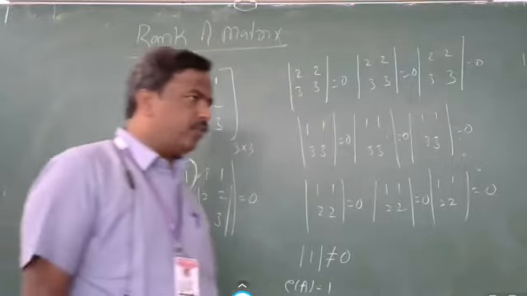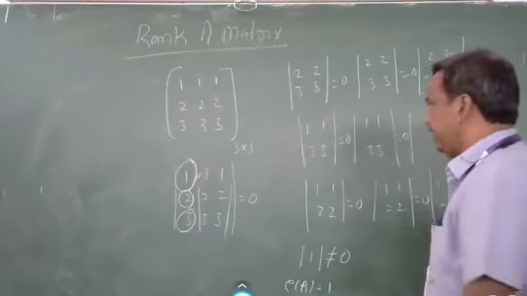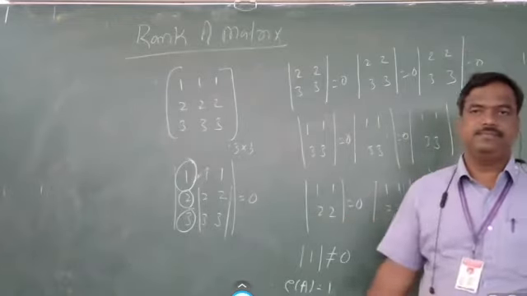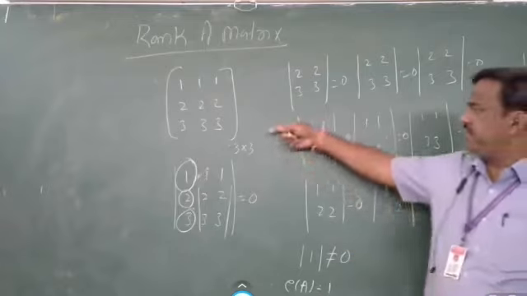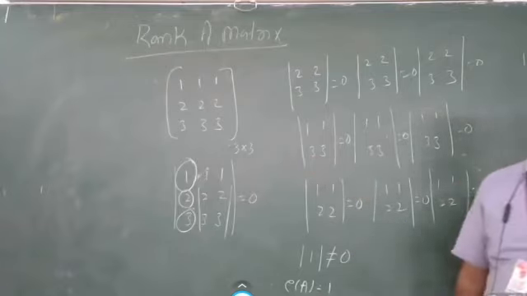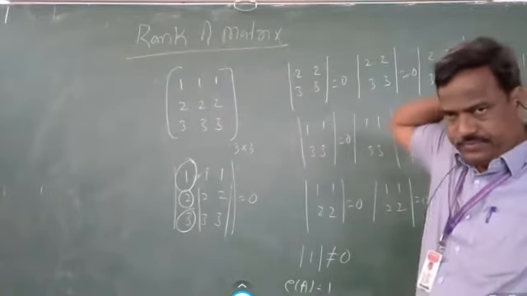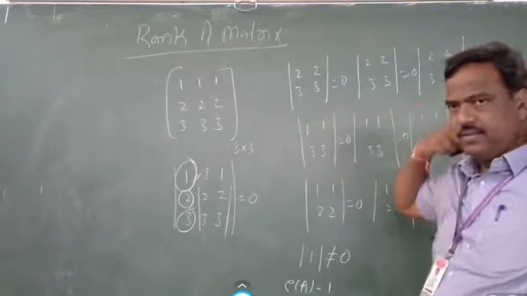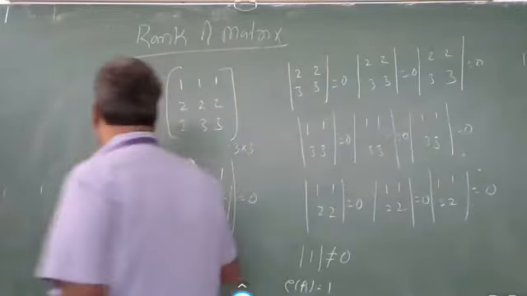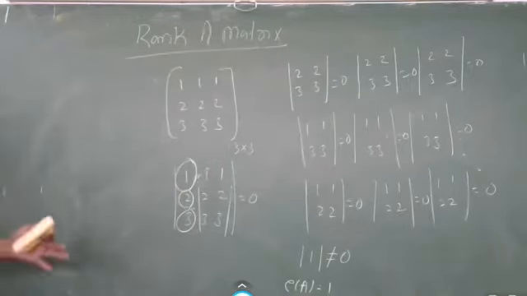So how to find the rank of a matrix? You can find the rank of a matrix by finding the determinants. First take the given matrix. If it is a square matrix, well and good. If not, that is, if it is a rectangular matrix, then you can take the highest possible square submatrix.